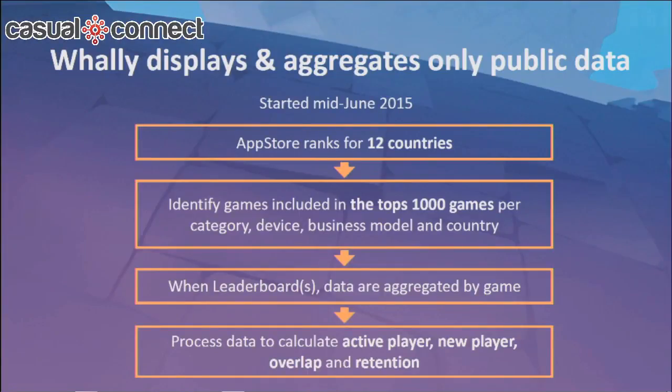What does that mean? It means that, as said, we started to collect this public data a year ago, and we are focusing on the 12 top countries in the app stores. We are filtering the top 1,000 games for every single category, country, business model, and device. Then out of that, we filter the games which have public leaderboards, meaning that there is public data about usage available. And then we build dedicated KPIs on what we call the active players, which is kind of super DAU. Loic will tell a bit more about that later. Then new players, retention, and what we'd love to call overlap, which means which players have also been involved in other games.